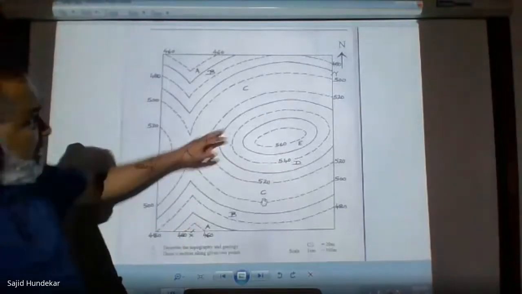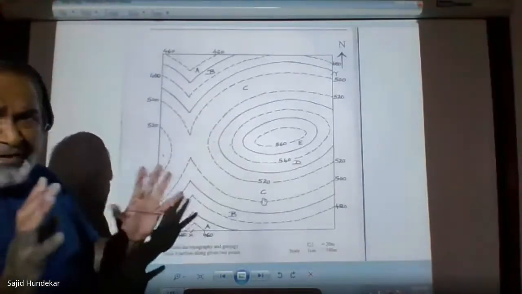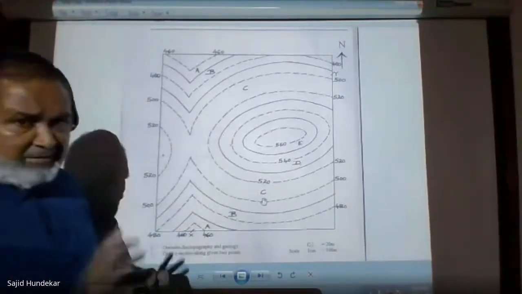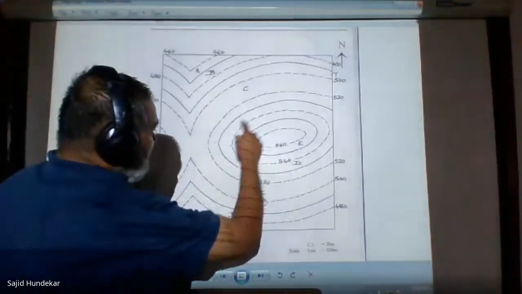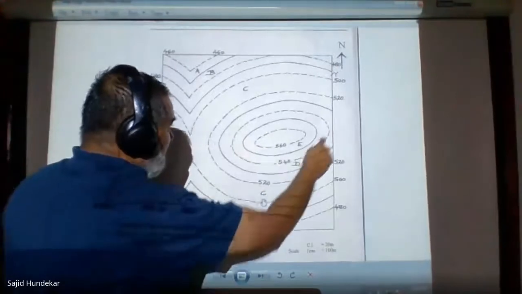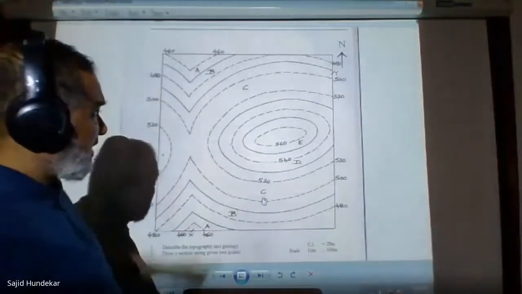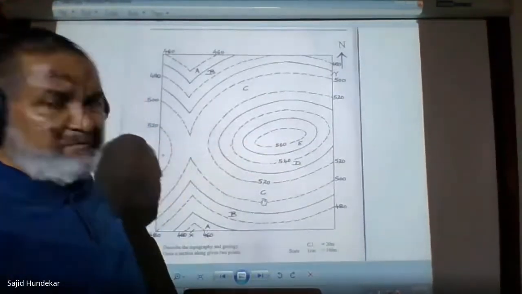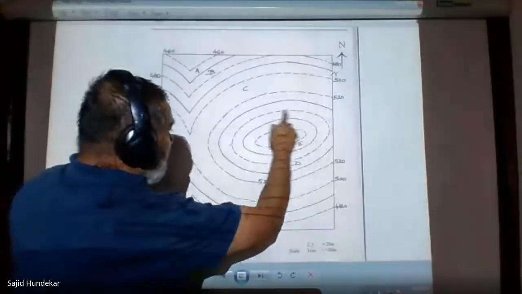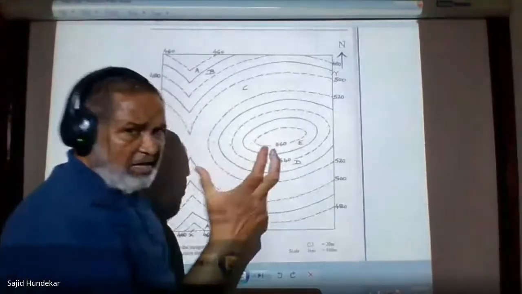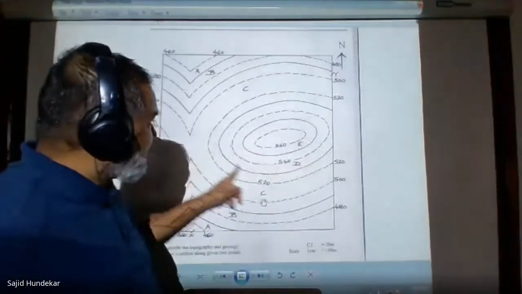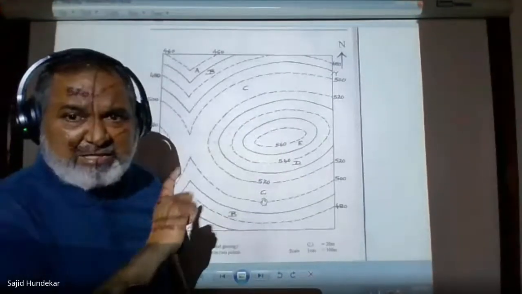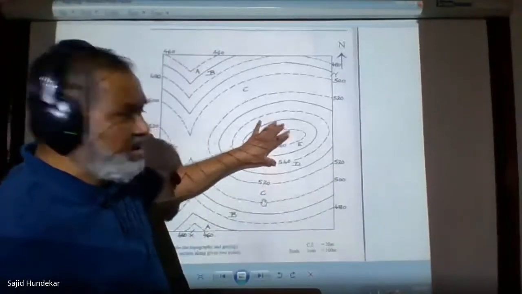So here all the contours are lined. First, we'll concentrate on the contour lines, to describe the topography. Here this is one closed contour, but they are concentric and not rounded. They are elliptical in nature, like an egg shape. You'll see the oval shape, exactly like an egg. So it is an elliptical hill.